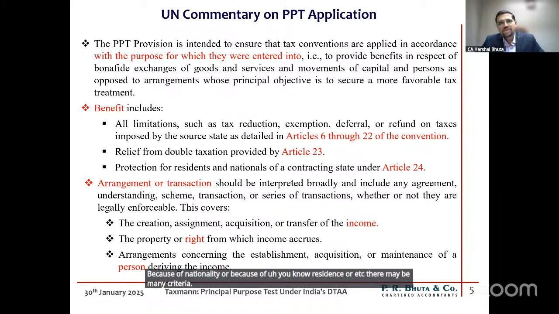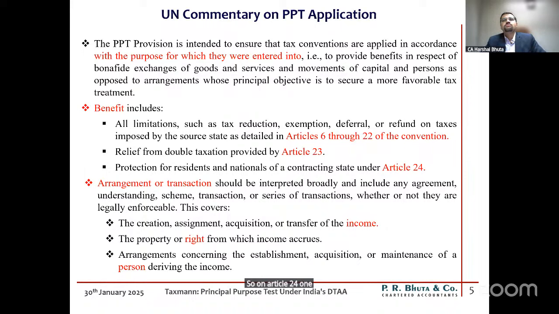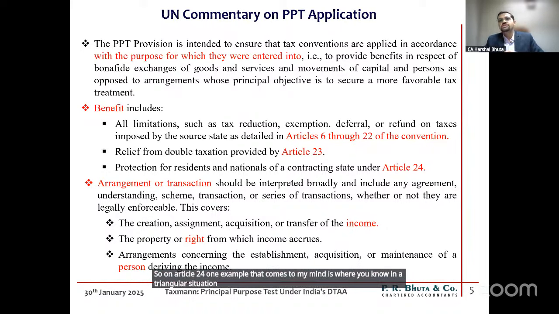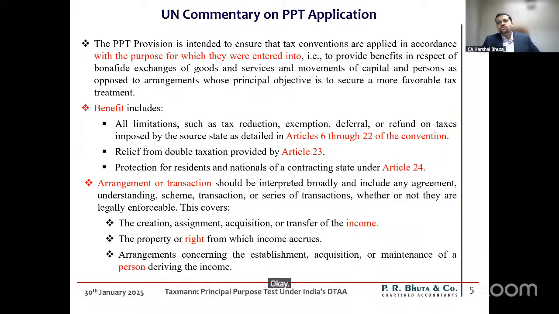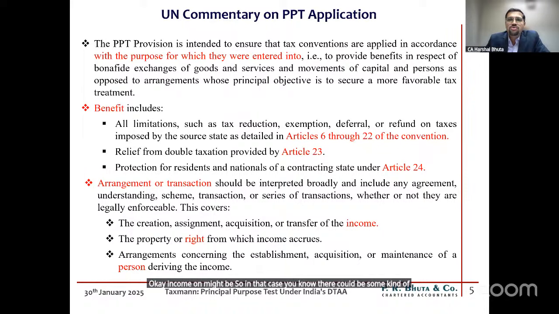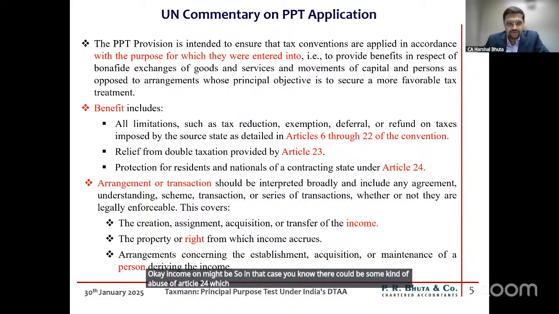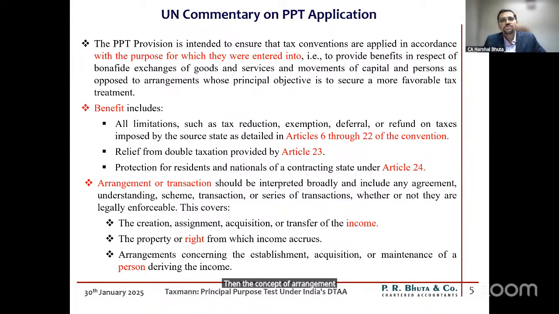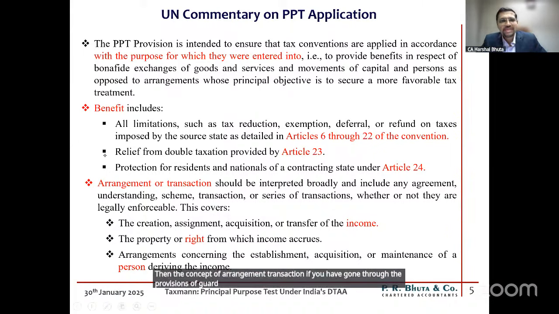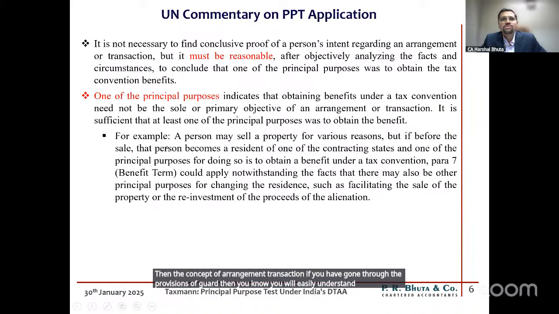So under Article 24, one example that comes to my mind is where, in a triangular situation, the source state is obliged to relieve the double taxation for a PE's income earned by P. In that case, there could be some kind of abuse of Article 24, which the PPT can cover here. Then the concept of arrangement or transaction, if you have gone through the provisions of GAAR, you will easily understand this, so I'll not spend time on that.